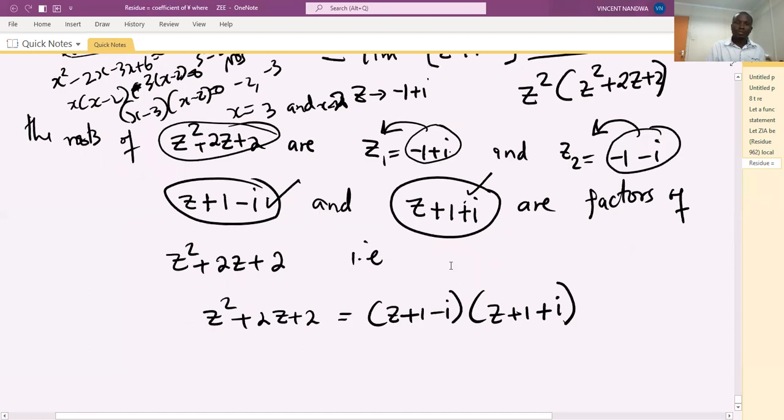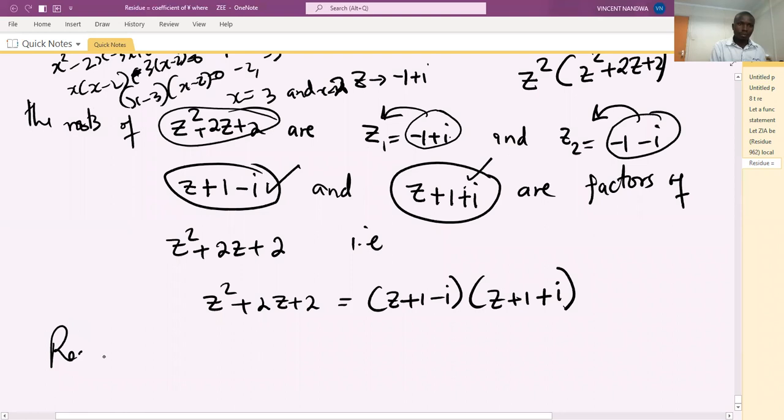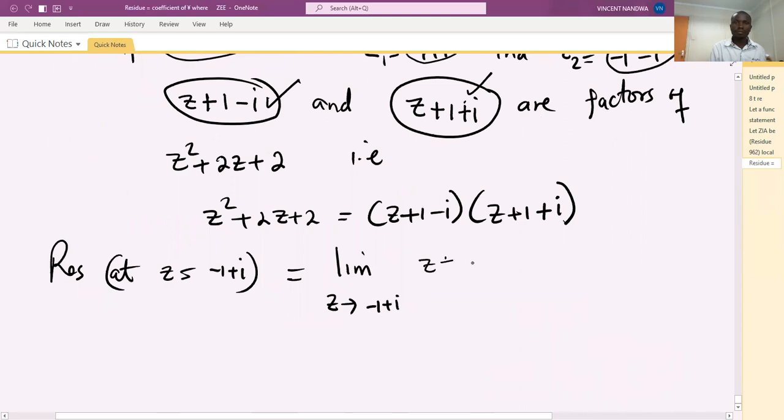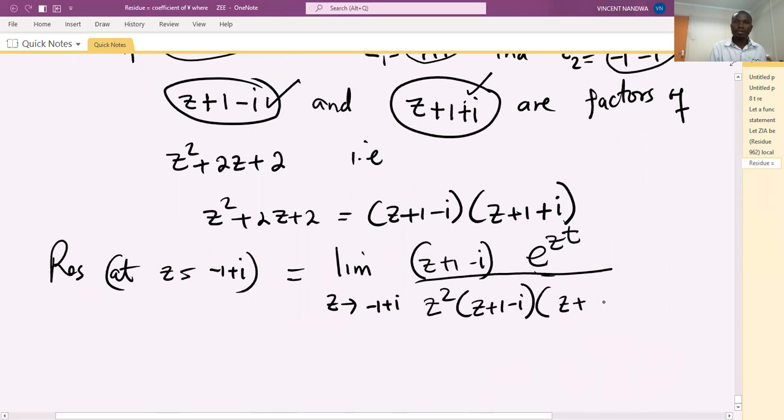So the residue at z equals -1 plus i will be the limit as z approaches -1 plus i of (z plus 1 minus i) times e raised to the power zt, divided by z squared times (z plus 1 minus i)(z plus 1 plus i).